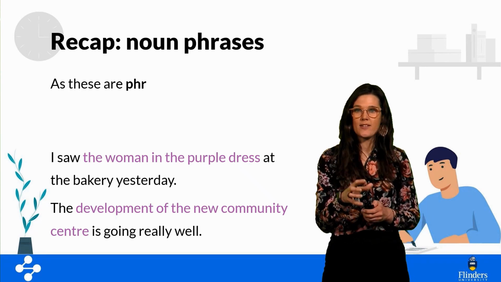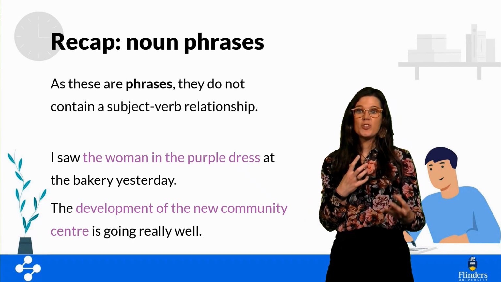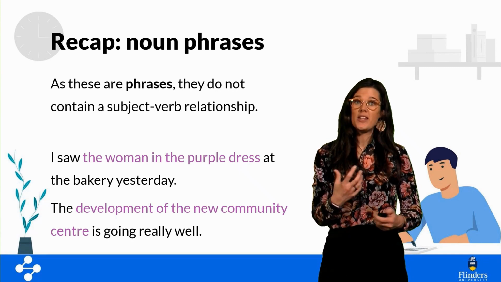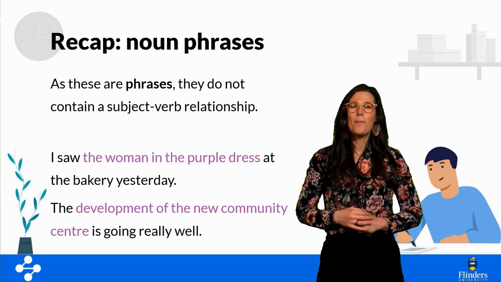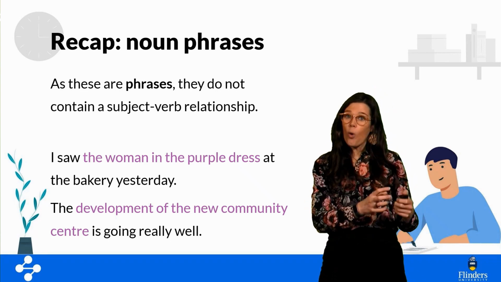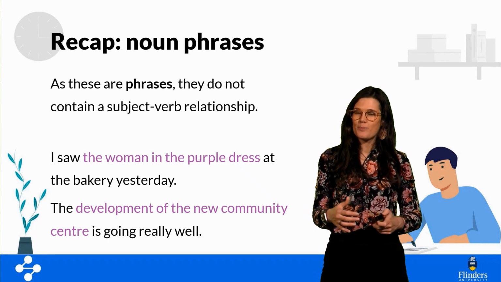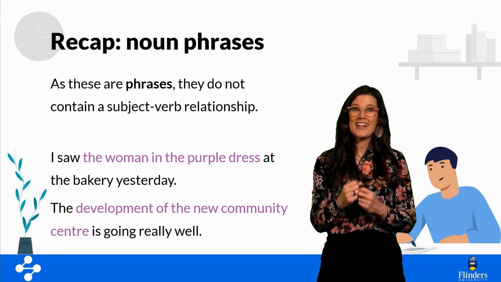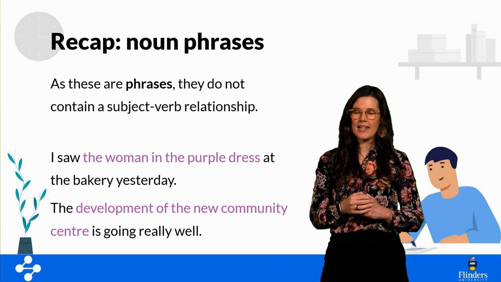Now, what you might notice here is that as these are phrases, they do not contain that same subject-verb relationship that we have when we have a clause. So the phrase, the woman in the purple dress, it has nouns, it has adjectives, it has a preposition, but it doesn't have the subject and verb. For that, I need to go to I saw. Those exist, however, outside of the phrase itself. A clause, meanwhile, does have a subject and verb, and so that is what distinguishes a noun phrase from a noun clause. But let's have a look a little bit deeper.